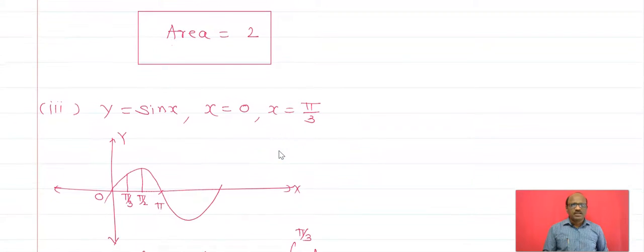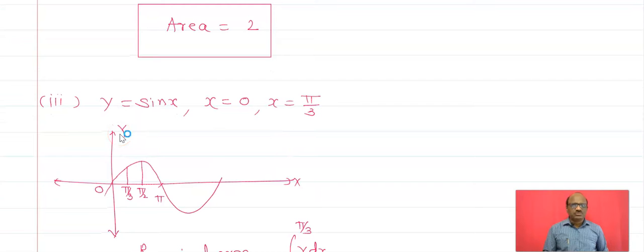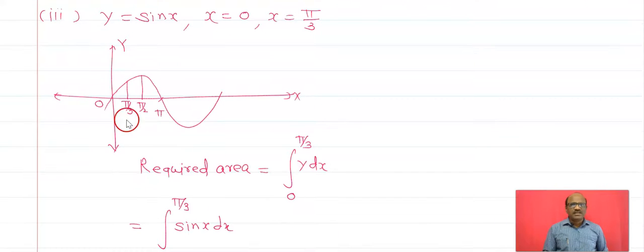area is equal to 2. Now the next, y is equal to sine x. The value of x varies from x is equal to 0 to x is equal to pi by 3. Here, for the required area, see this curve, this is the curve y is equal to sine x. At the point x is equal to 0, its value is 0. At the point x is equal to pi, its value is 0. But our required limit is x is equal to 0 to pi by 3. Therefore required area is equal to the integral from 0 to pi by 3 of y dx.